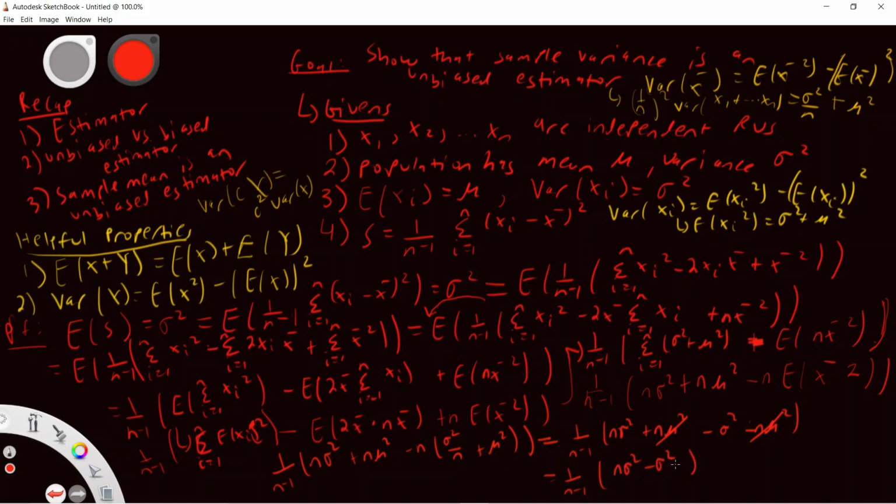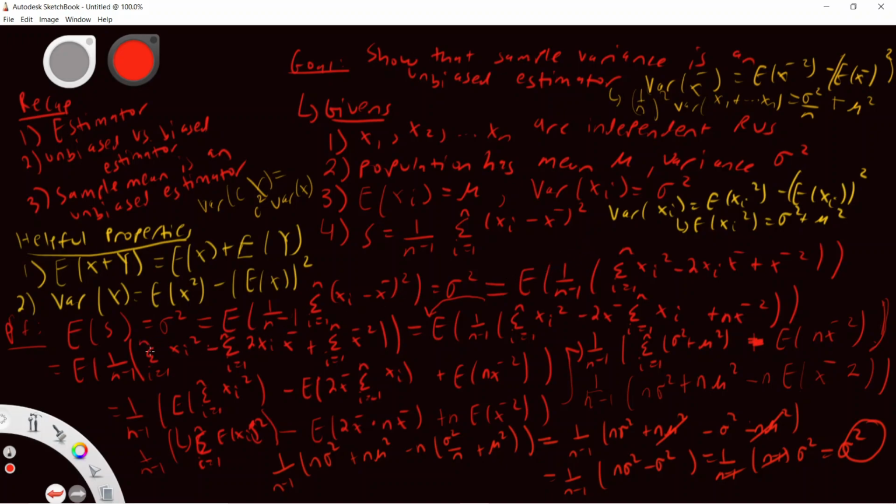And you'll see that this will be equal to 1 over n minus 1 times n minus 1 times sigma squared. So this cancels out, and bam, you got sigma squared. So that's good. You have proven that this formula for the sample variance is indeed sigma squared in expectation. So you have shown that the sample variance is an unbiased estimator.